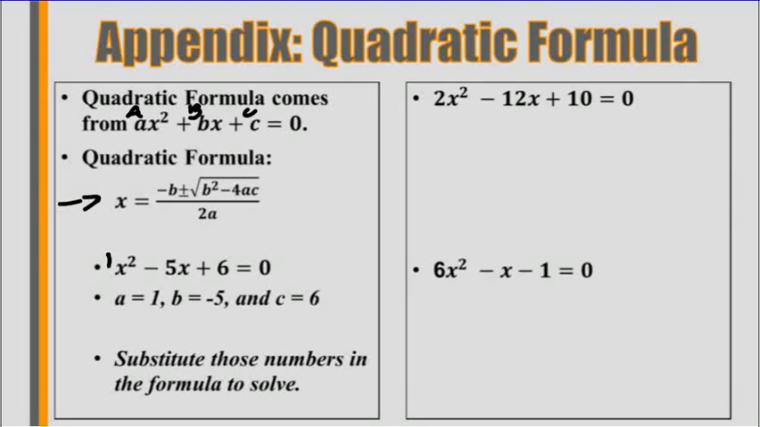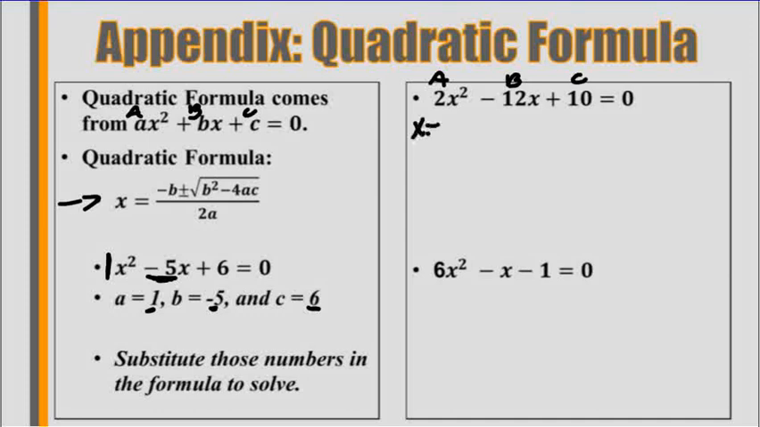So here, if you don't see a number in front of the variable, that means it's a 1. Here you have a -5. Always keep the sign with the number. And c is +6. And then you substitute those in there to solve. So let's try one on the right-hand side here. So this is our a, this is our b, here's our c.